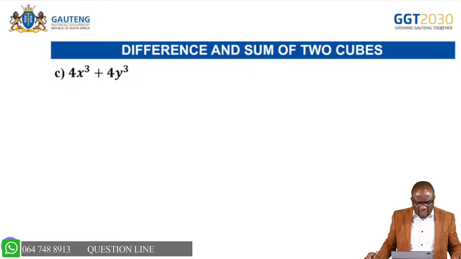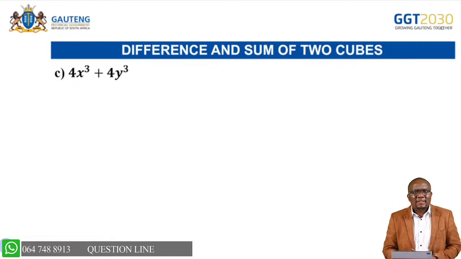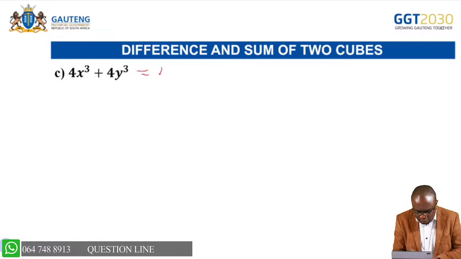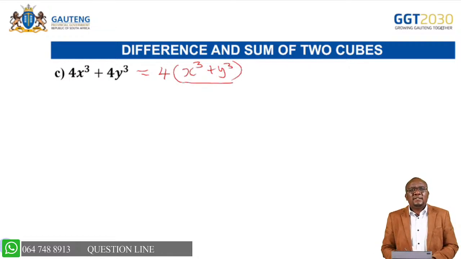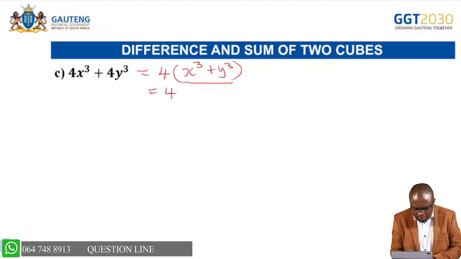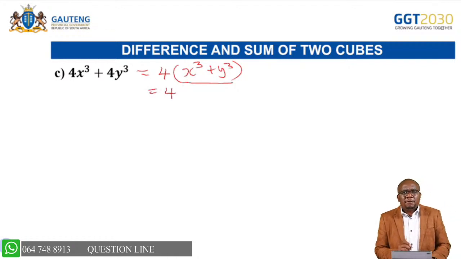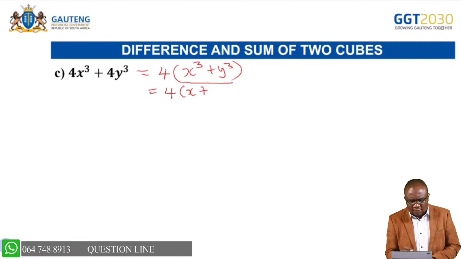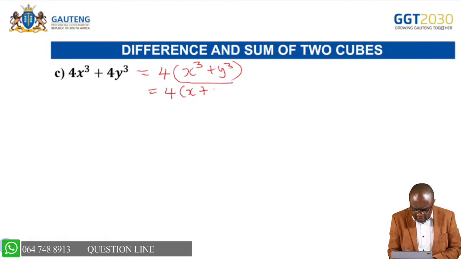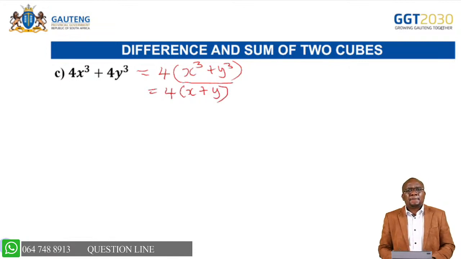Okay? Right, let's do the last part. What do you think we must do here? Do you see any common factor here? Yes, common factor is there. What is it? It's 4. So we factor it out. It becomes x cubed plus y cubed. Now things look very, very easy when it's like this. And then we just concentrate on the bracket there. So it's going to be 4, and then what is the cube root of x cubed? It's going to be x. Do we maintain the sign? Yes. In the first bracket we maintain the sign. And then the cube root of y cubed is y. That's our first bracket. Okay?